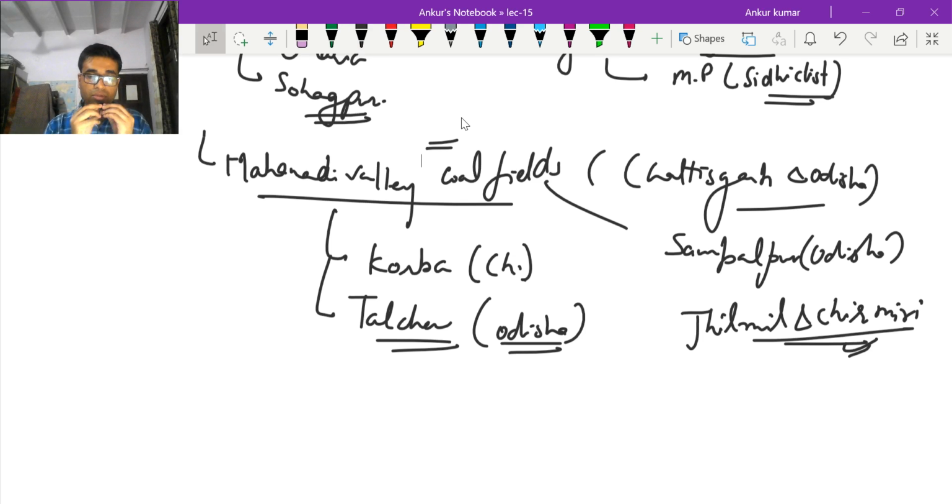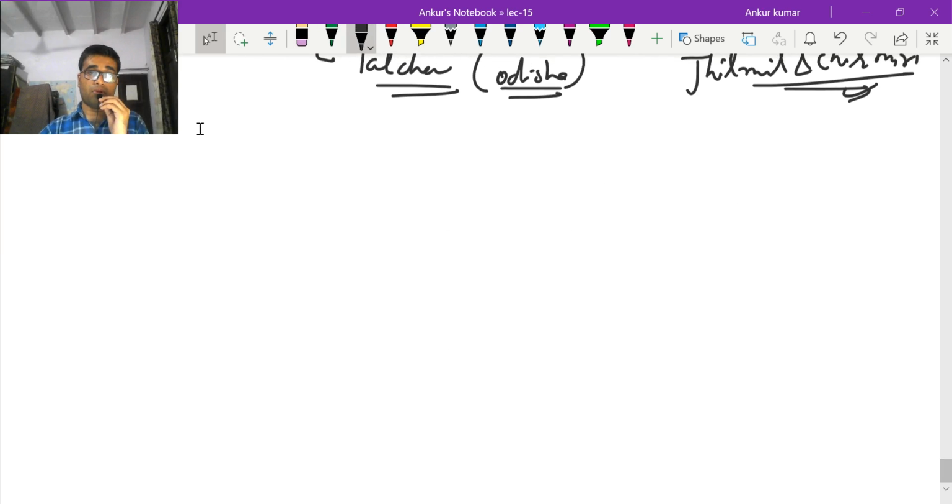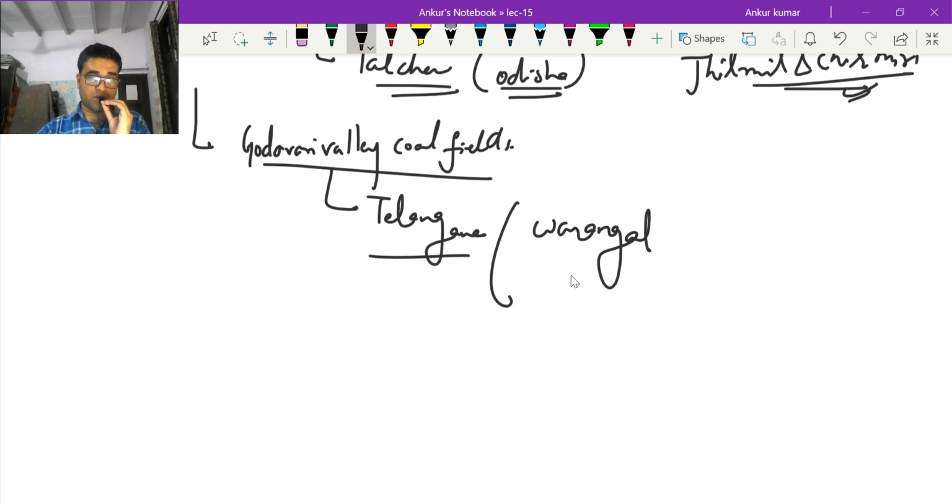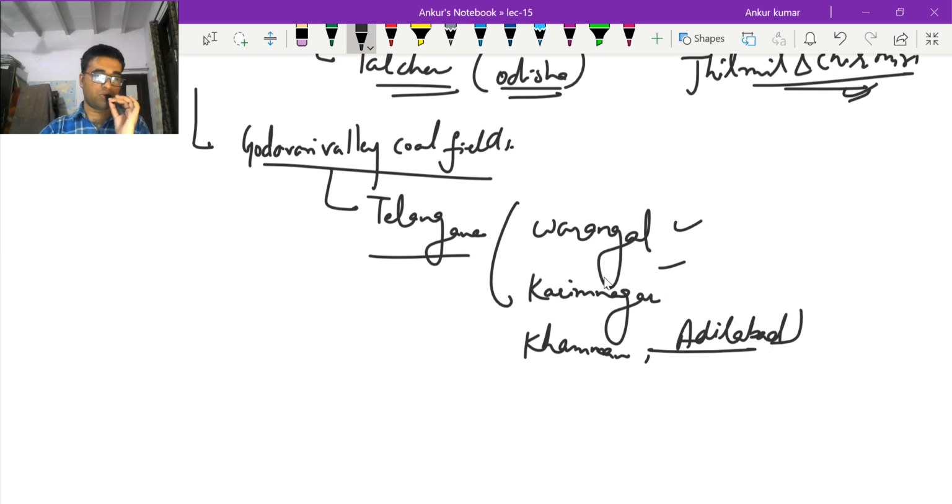Godavari Valley coalfields. Godavari Valley coalfields are basically expanded, mainly found in Telangana. And in Telangana, the district that you can remember, number one is Warangal. Okay. Another district is Karimnagar. Okay. उसके बाद खम्मम. Right. Adilabad. These are the important districts where the coal is mined in the Godavari Valley.